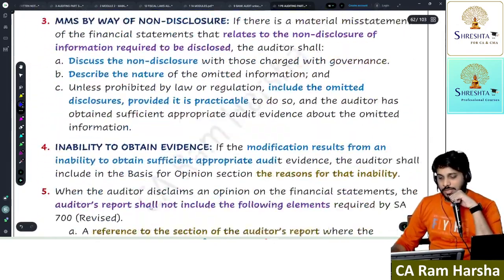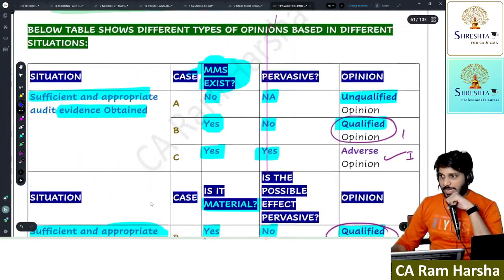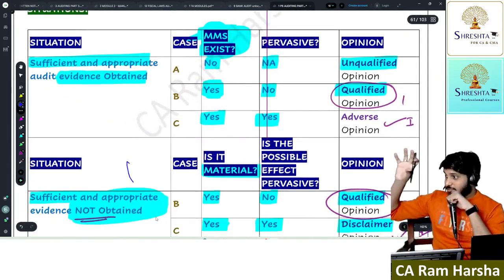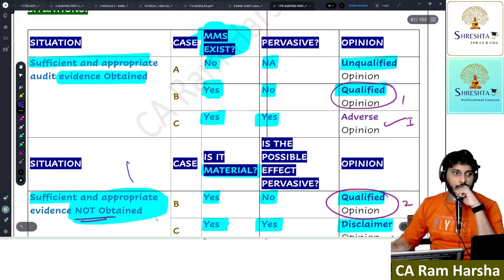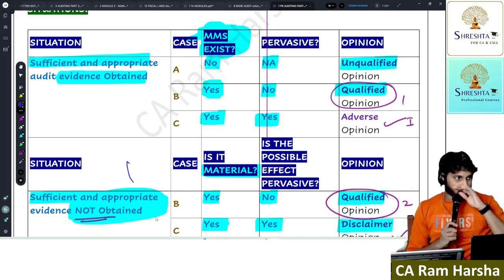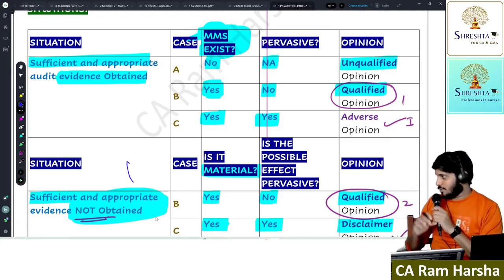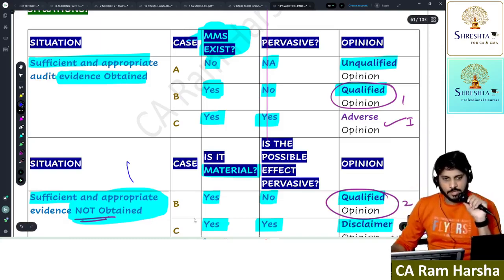So that's regarding various types of opinions. We'll look at how the paragraphs look, in the audit report, how the opinion paragraph drafting comes. That is important for MCQs.